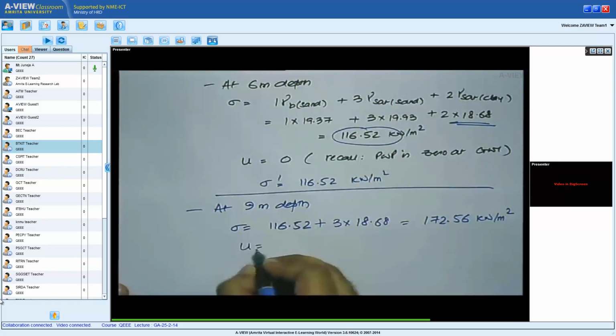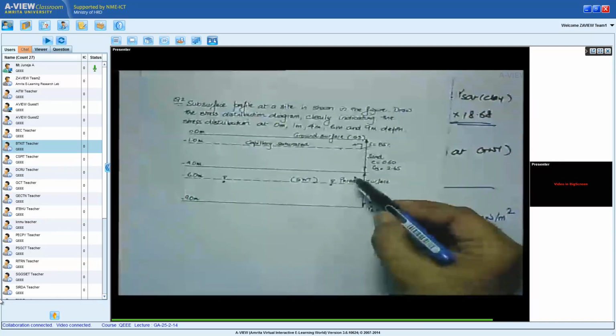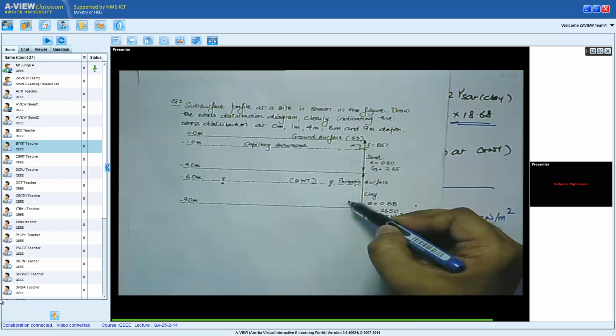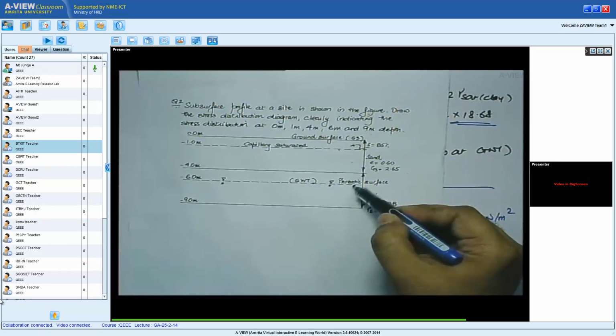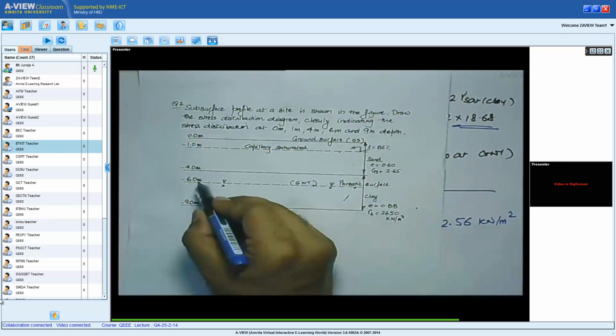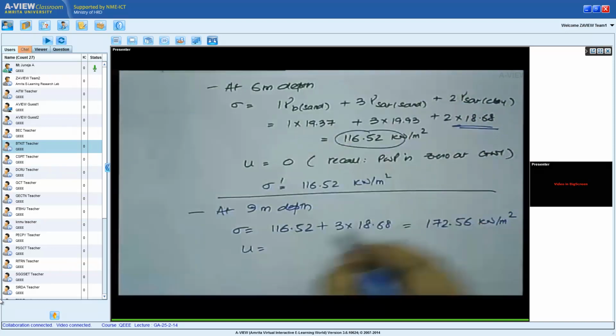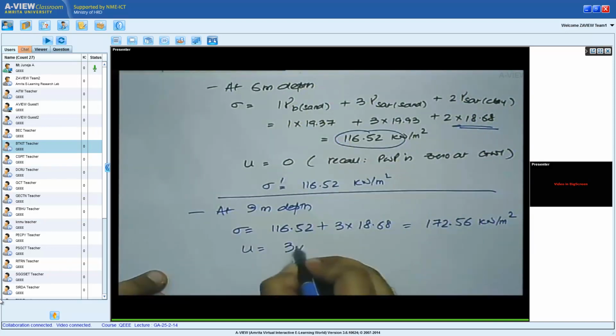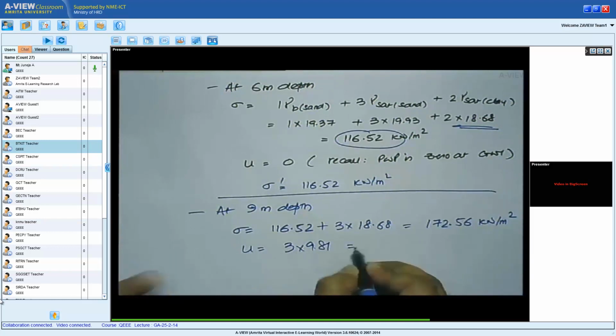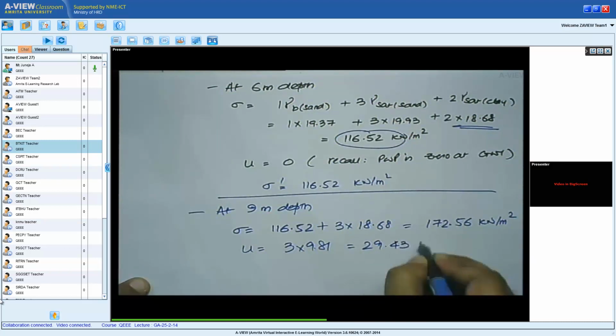What about the pore water pressure? Pore water pressure, please look at this. Yes, this is the groundwater table. You are 3 meters below the water table. Okay, so 6 meters to 9 meters, this whole distance is 3 meters. So pore water pressure should be 3 times 9.81. Okay, if I plug in my numbers, it's 29.43 kilonewton per meter square.